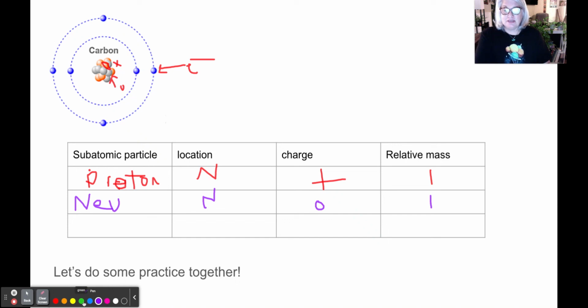And then our last one that we have is the electron. ELE is all I'm going to put. That one's found outside of the nucleus in the cloud. I'm just going to put a C for cloud. It is negative, and it has a relative mass of 0.